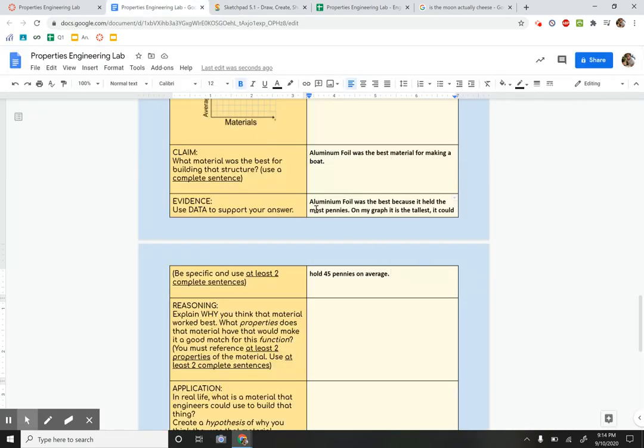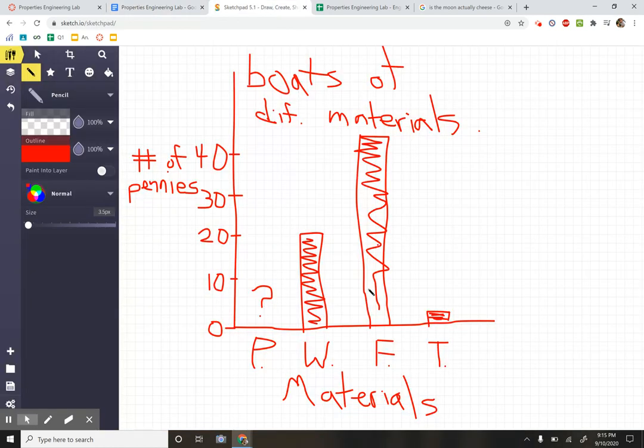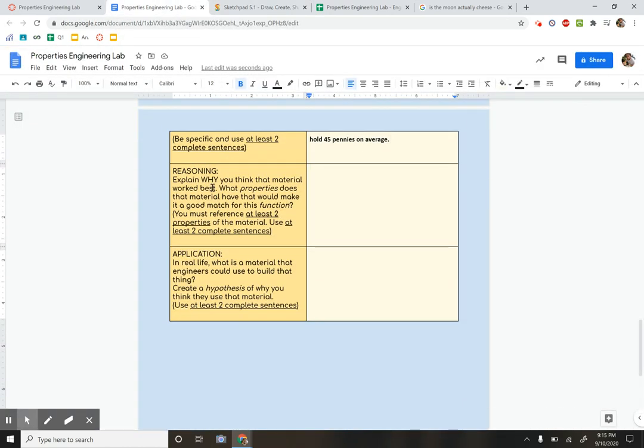All right. One more reminder that this is all fake. I just made up 45 for fun. So remember that you're going to use the real data from your real graph. Reasoning: explain why you think that material worked best. Here's where I would explain, well, I think that aluminum foil made the best boat because it's waterproof and it's very maybe strong. And so it's not going to fall apart and no water is going to be able to make it fall apart.